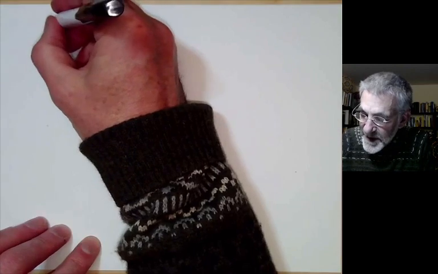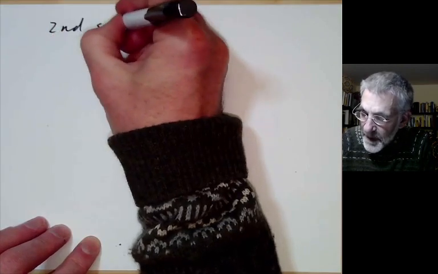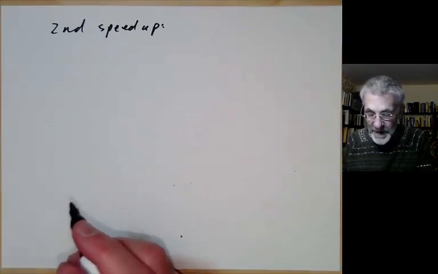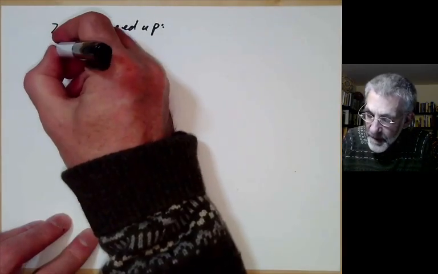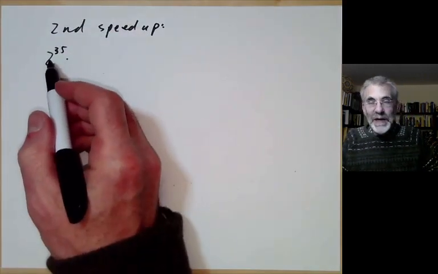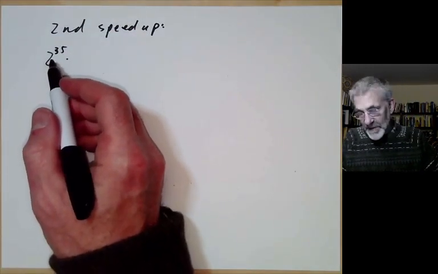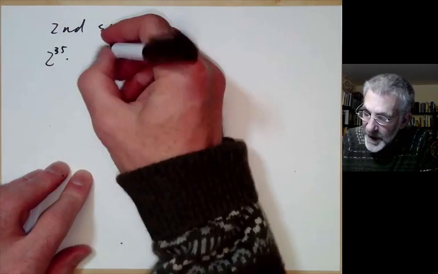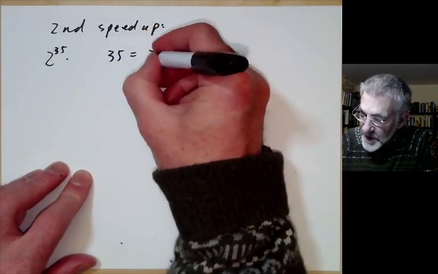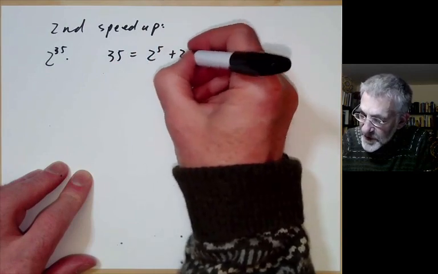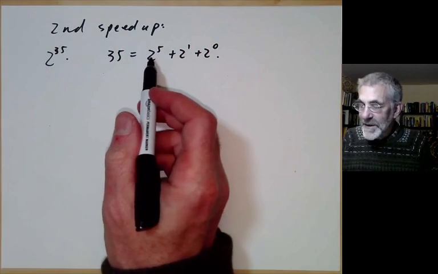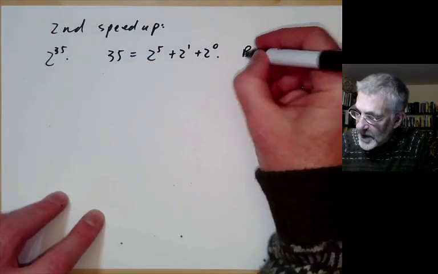So here's the second speed up. Suppose I want to work out 2^35. Instead of multiplying 2 times 2 times 2 times 2 and so on, which is kind of a stupid way, there's a much slicker way as follows. I write 35 is equal to 2^5 plus 2^1 plus 2^0. So I'm really writing out 35 in binary.